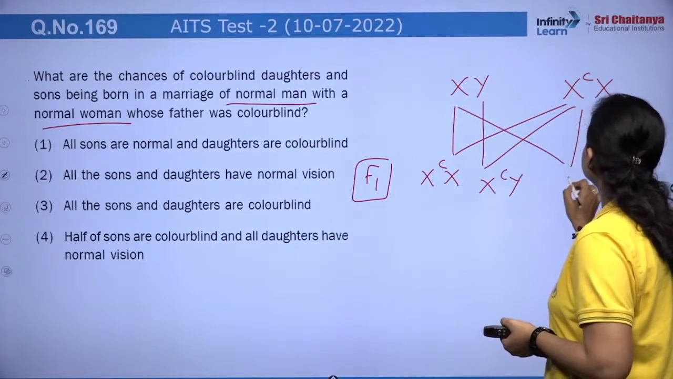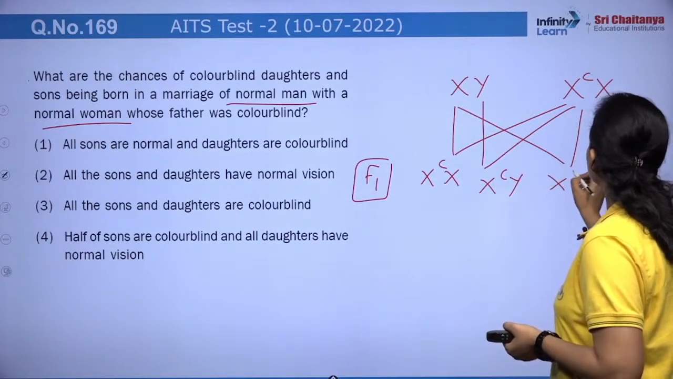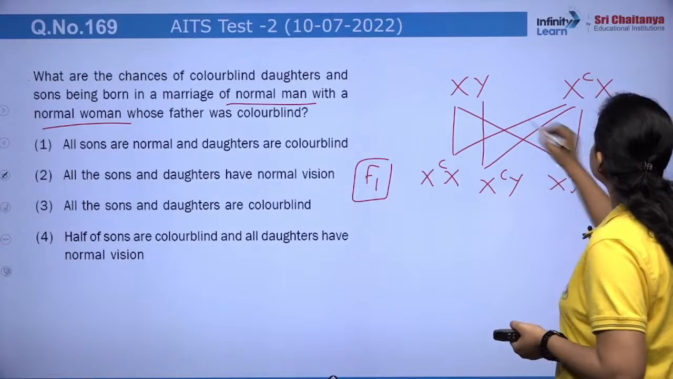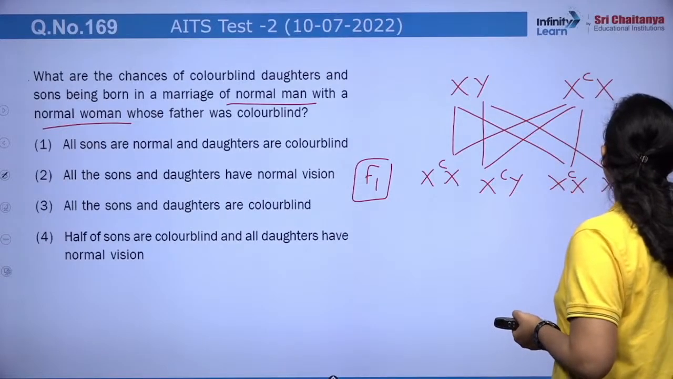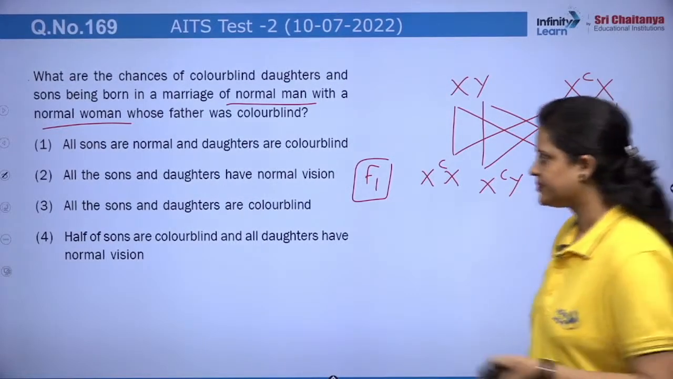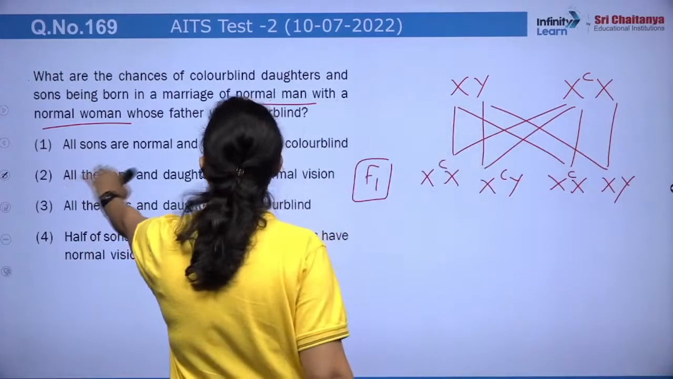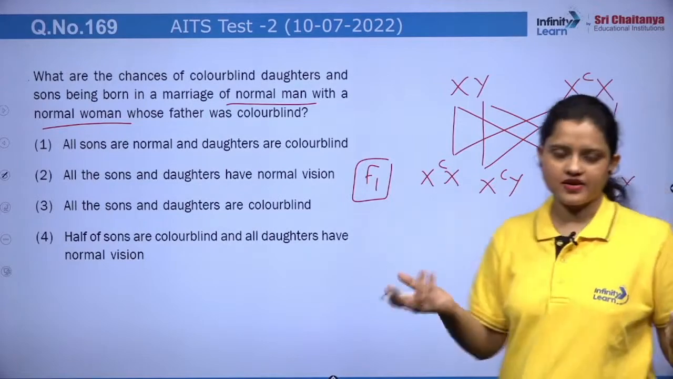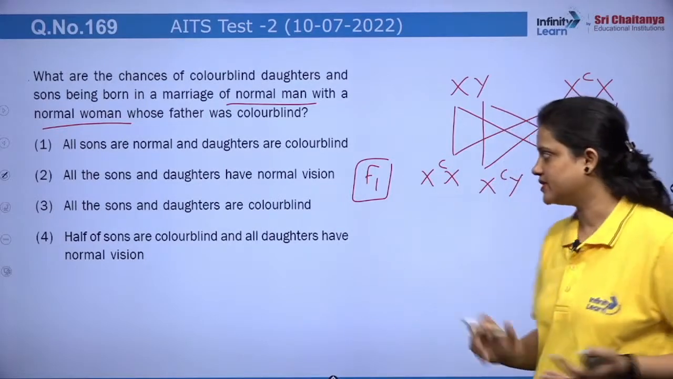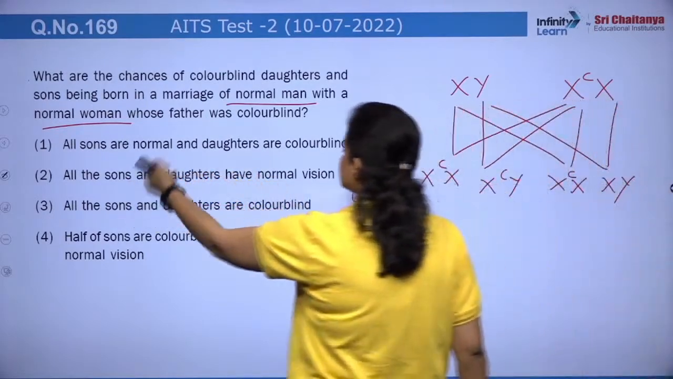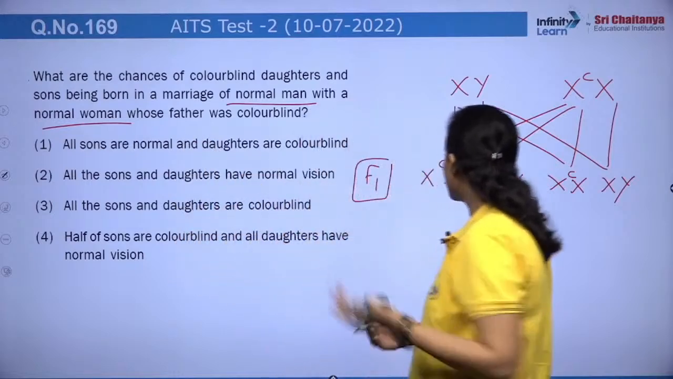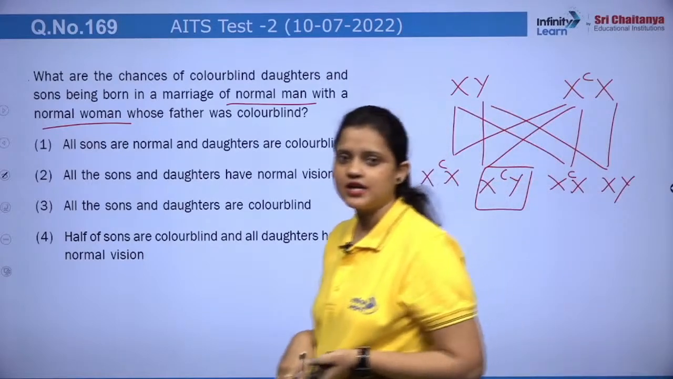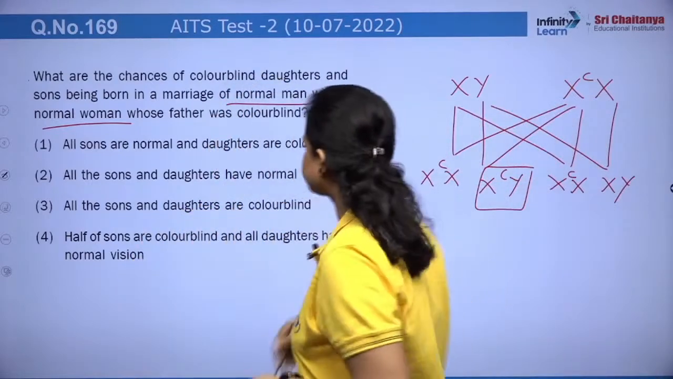Then again there will be a carrier female and a normal male, right? So let's see what the options are. All sons are normal and daughters are color blind? Daughters are the carriers, not color blind, they are normal. All sons and daughters have normal vision? No, because one of the sons will be affected with color blindness, right?